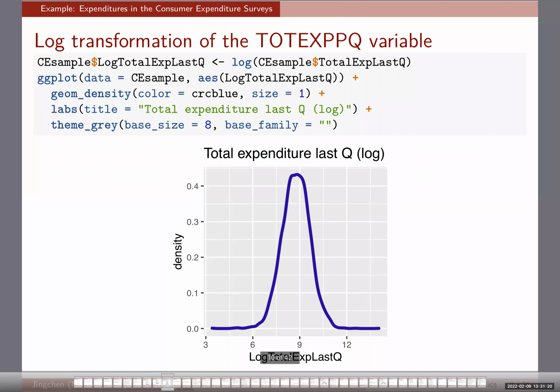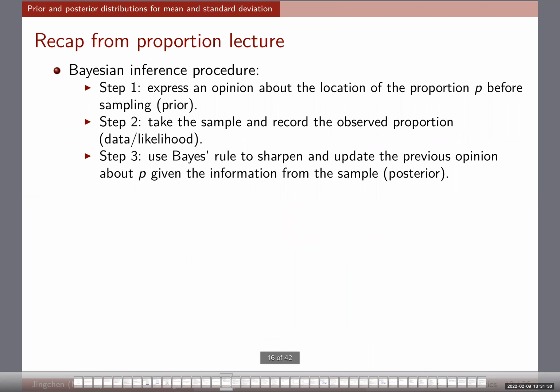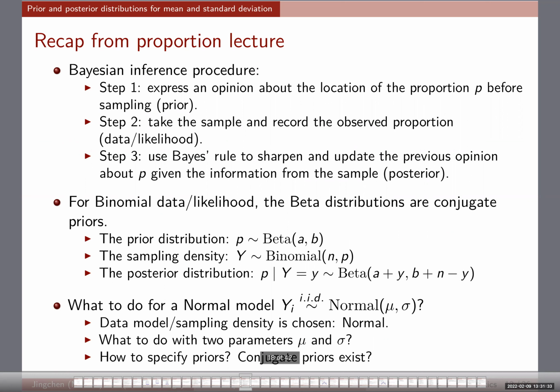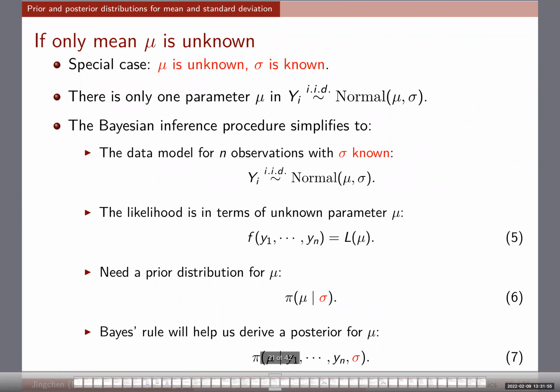So then we reviewed a little bit of what the normal distribution is. It has two parameters, mu and sigma. Mu is the mean, sigma is the standard deviation. And then we came to the point where we are trying to review the general Bayesian inference procedure, the three steps. And then we reviewed how we did that for the beta-binomial data likelihood, where we have a beta for the prior, binomial for the data model, and then a beta posterior. And then we sort of ended talking about how we can do that for the normal.